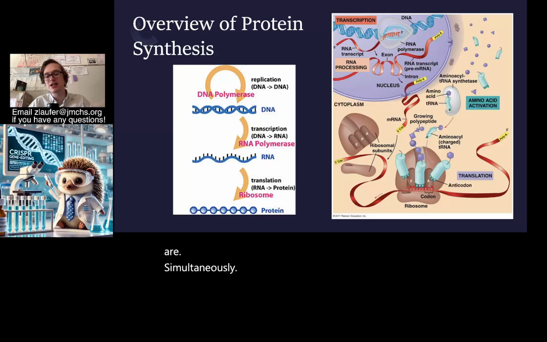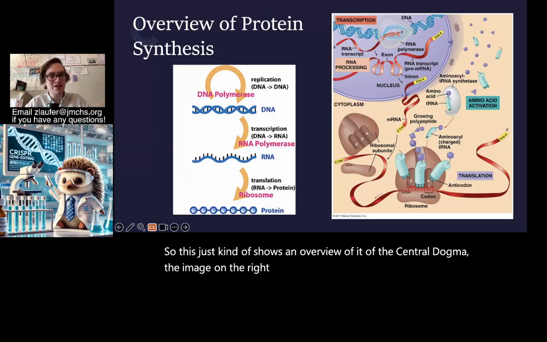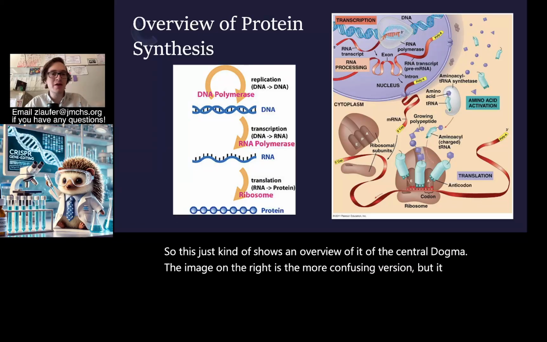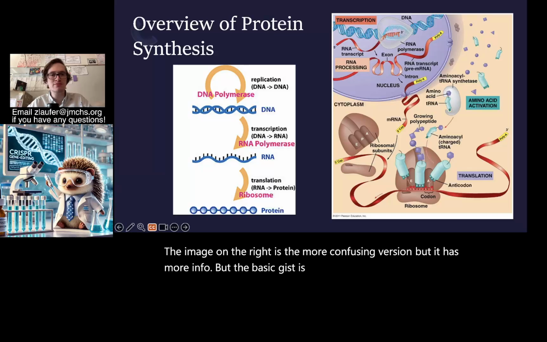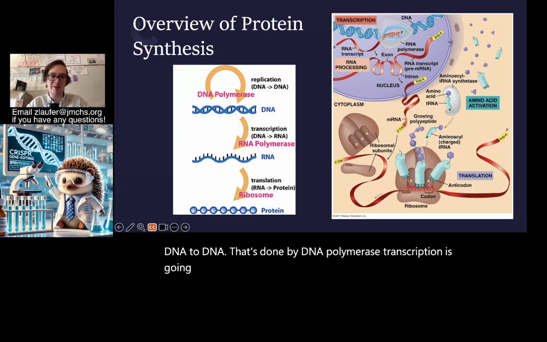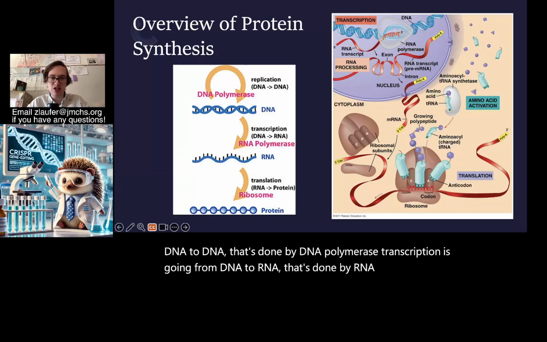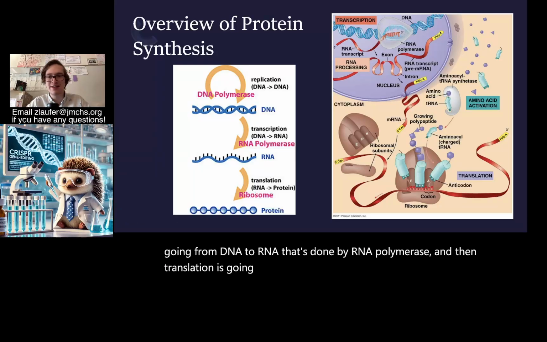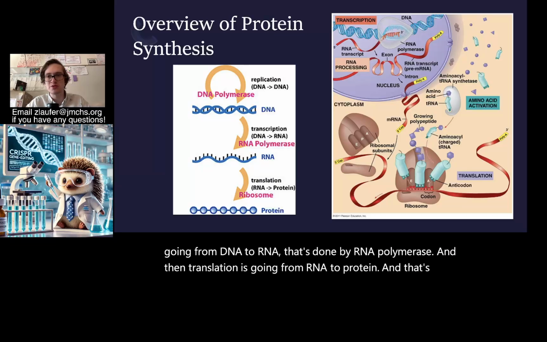So this just kind of shows an overview of the central dogma. The image on the right is the more confusing version, but it has more info. But the basic gist is that DNA replication goes from DNA to DNA. That's done by DNA polymerase. Transcription is going from DNA to RNA. That's done by RNA polymerase. And then translation is going from RNA to protein, and that's done by ribosomes. So that's the general flow.